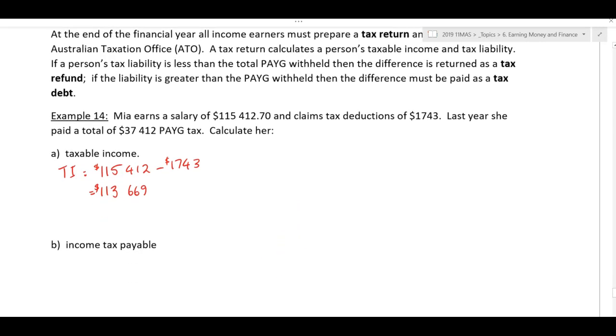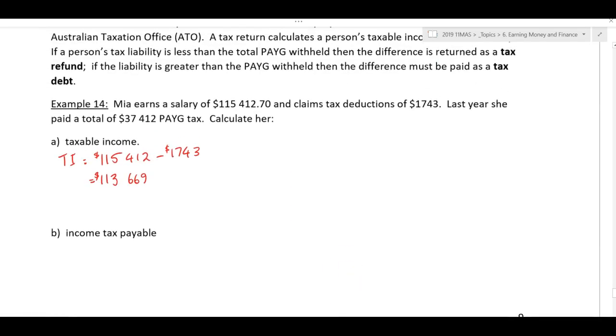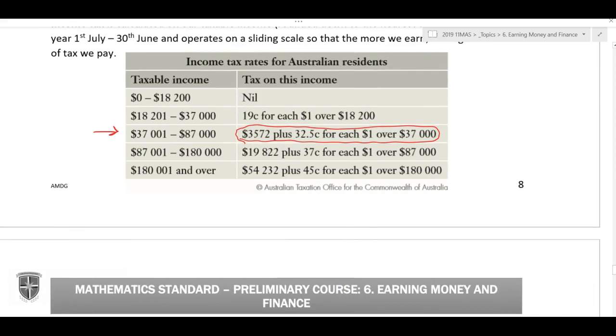Now, the income tax payable, we'll need to go back to that table to look it up. So remember this figure, 113,669. Check back through our notes. Remember, this will always be provided to you in a question. And Mia falls into this category here, above 87,000 and below 180,000. That's a taxable income. So this is the rule for Mia. So 19,822.